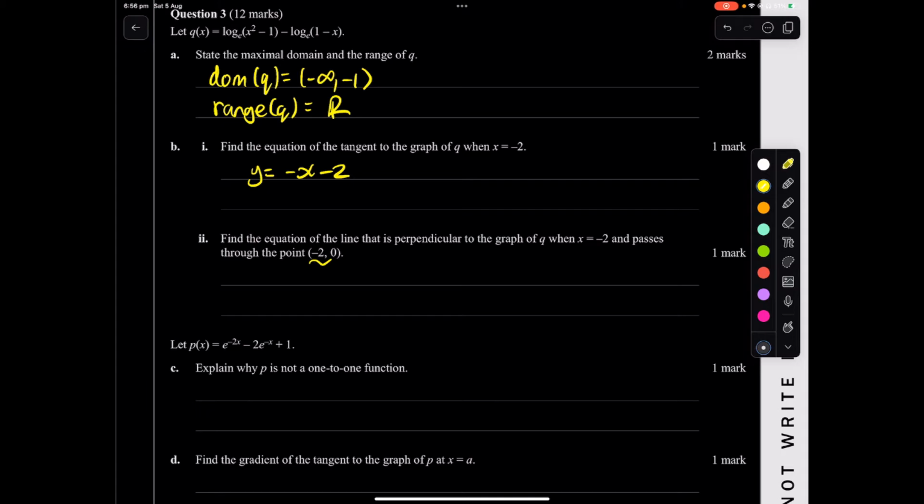Okay, so we know that the gradient of this was negative 1. So we can say that negative 1 over negative 1 is just 1. Knowing that, we already know this value. So y minus 0 equals 1 times x minus 2, so plus 2. Therefore, your y equals x plus 2.